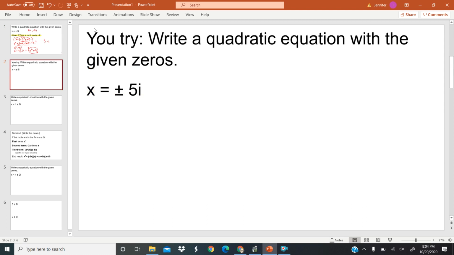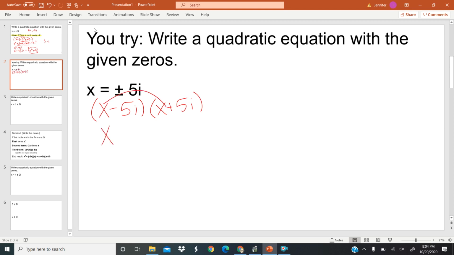So then I want you guys to pause and try to do that with plus or minus 5i, and just unpause when you're ready to see me go over it. So we're going to write the factors first. So we have positive 5i and negative 5i. So we're going to have x minus the positive 5i and x minus the negative 5i, which is just going to be x plus 5i. So then we're going to multiply everything out.